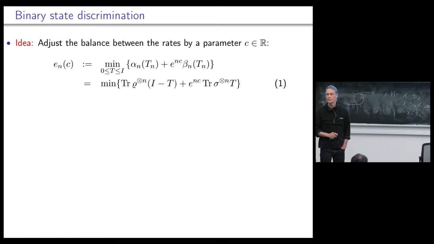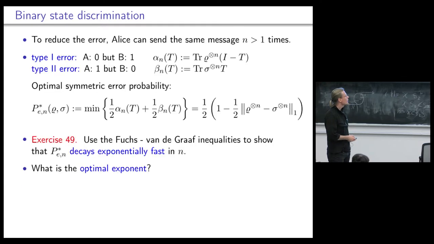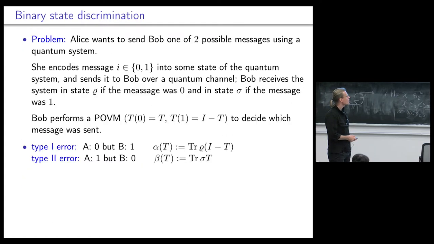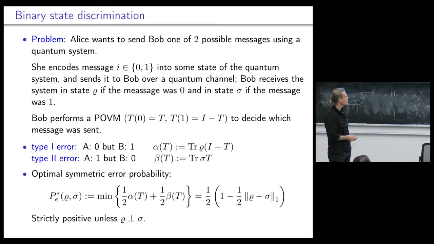Question, yeah? Well, there is a trade-off between them. So this formula that I have shown here expresses a lower bound on the sum, basically. So this means that you can reduce one of them, but then the other will probably increase, and vice versa. I don't know if this is what you meant. Okay, other question?